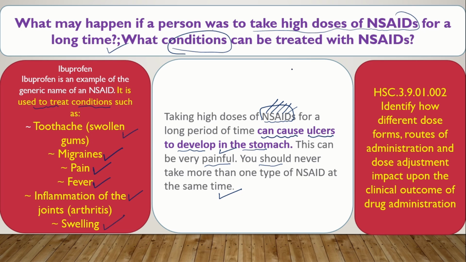Clear? The criteria of this question: identify how different doses, forms and routes of administration and their adjustment impact upon the clinical outcomes of drug administration. This question is clear?